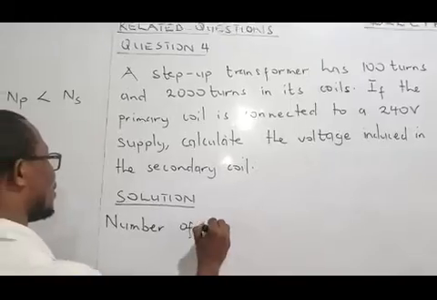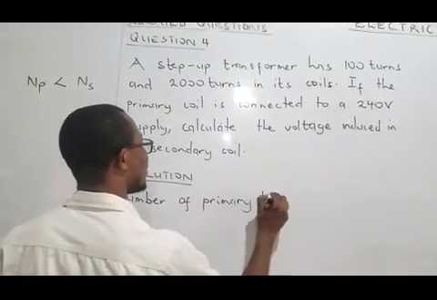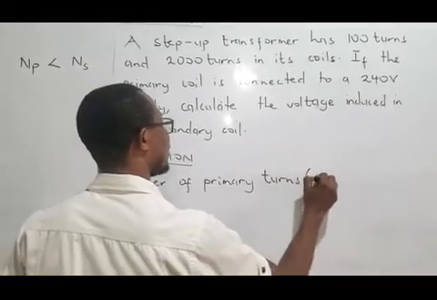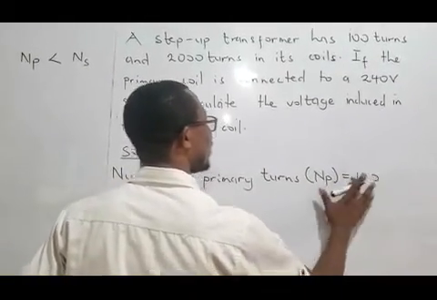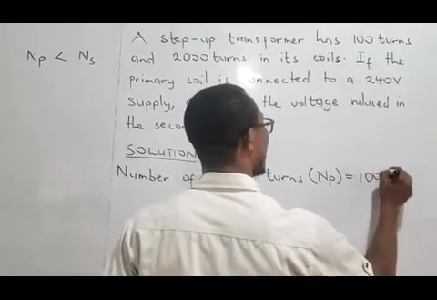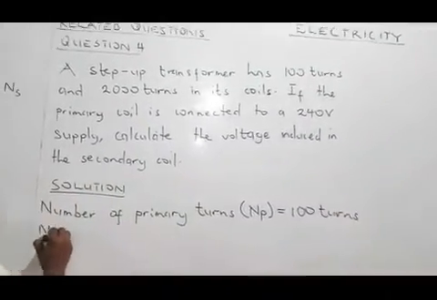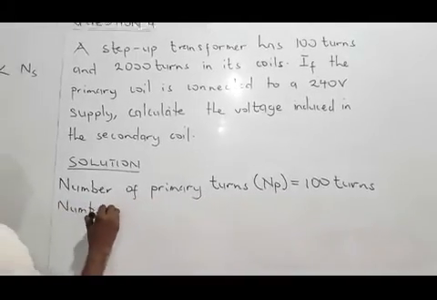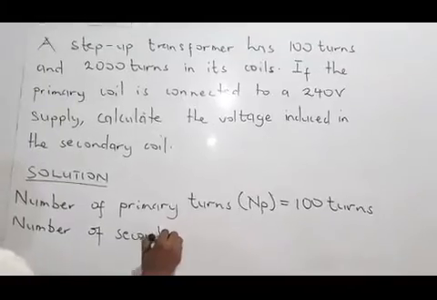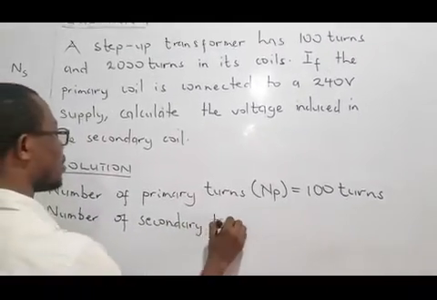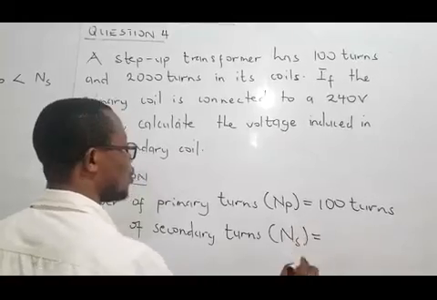So number of primary turns NP is equal to 100 turns. And then you have number of secondary turns to be equal to 2000.